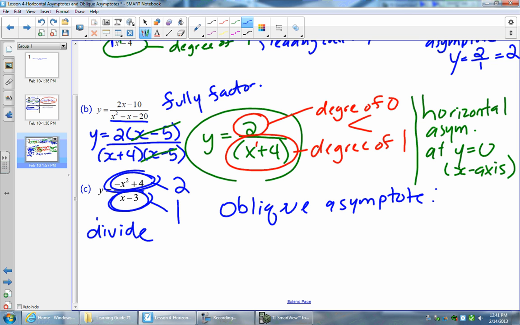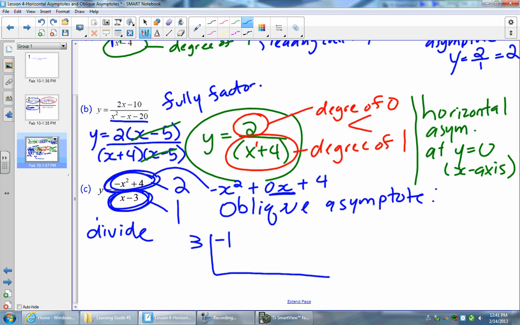So once we divide, you'll see what happens. I'm going to do a synthetic division, and we're dividing by x minus 3, so the number that goes in front is a positive 3. And then our polynomial is negative x squared plus 4, but notice we may need a placeholder here. We are missing the x term, so we actually have negative x squared plus 0x plus 4. So we need a 0 placeholder in there. Okay, so we have coefficients of -1, 0, and positive 4.